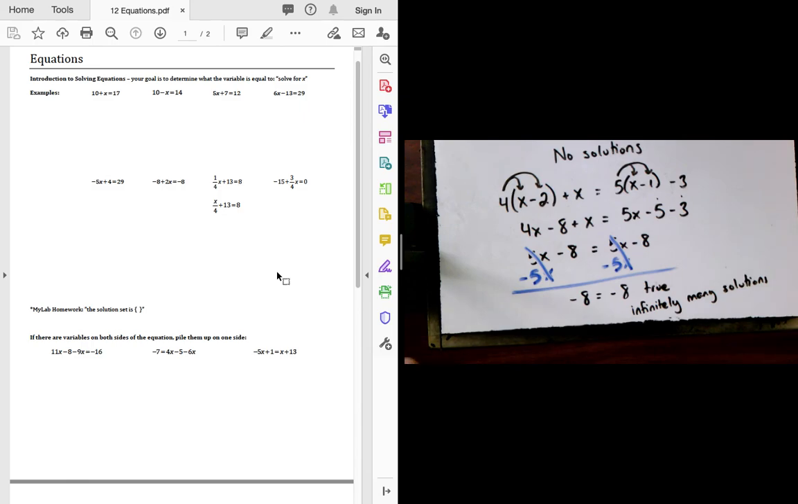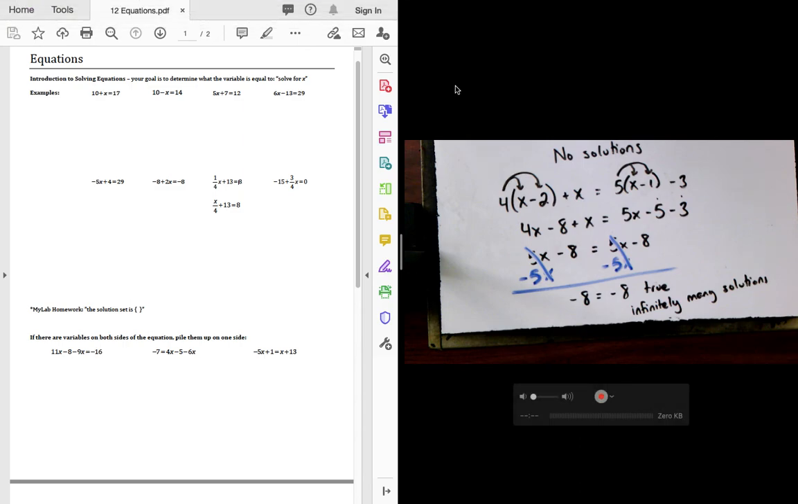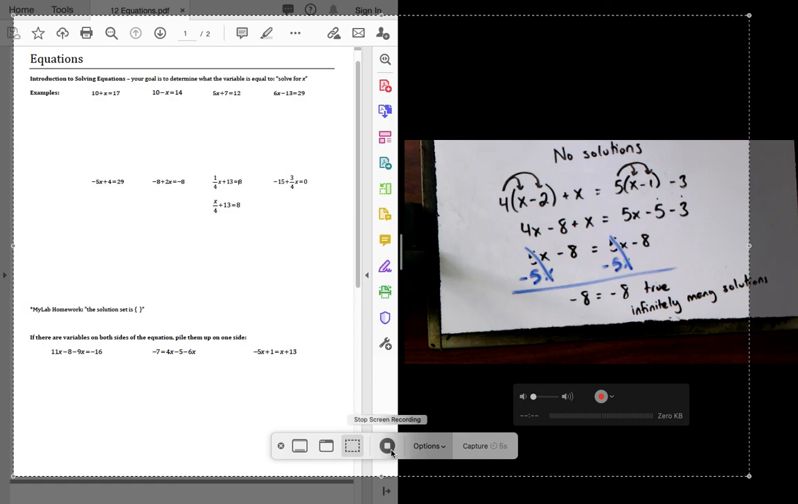That's it for solving linear equations. There's a practice quiz available for you to look at some word problems as well. And good luck in your work.